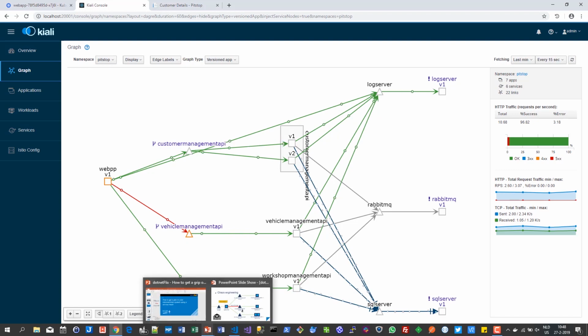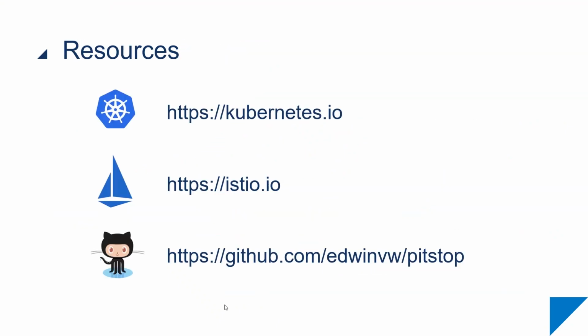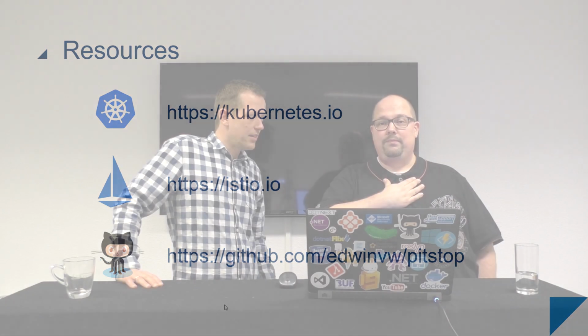So that's about it. That's what I wanted to show you. These are some links if you want to get to the Kubernetes documentation. Istio is also very nicely documented, so go there. And if you want to play with this application, and I've described this with a wiki, go to my GitHub page and download all the code, and then you can play with this stuff yourself.